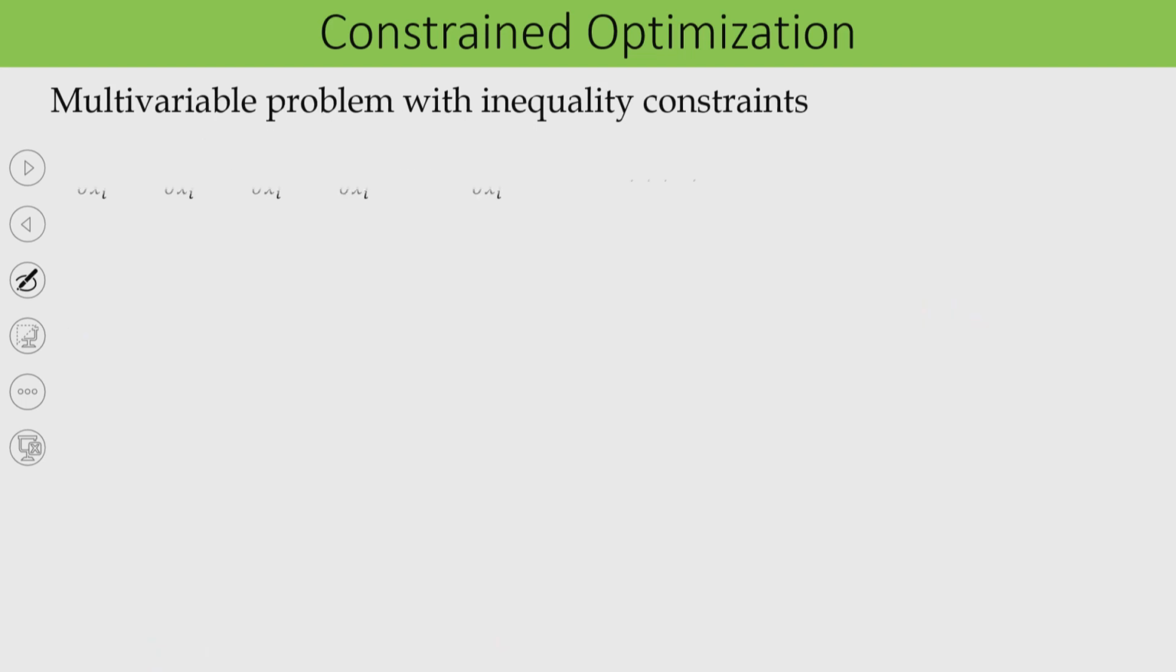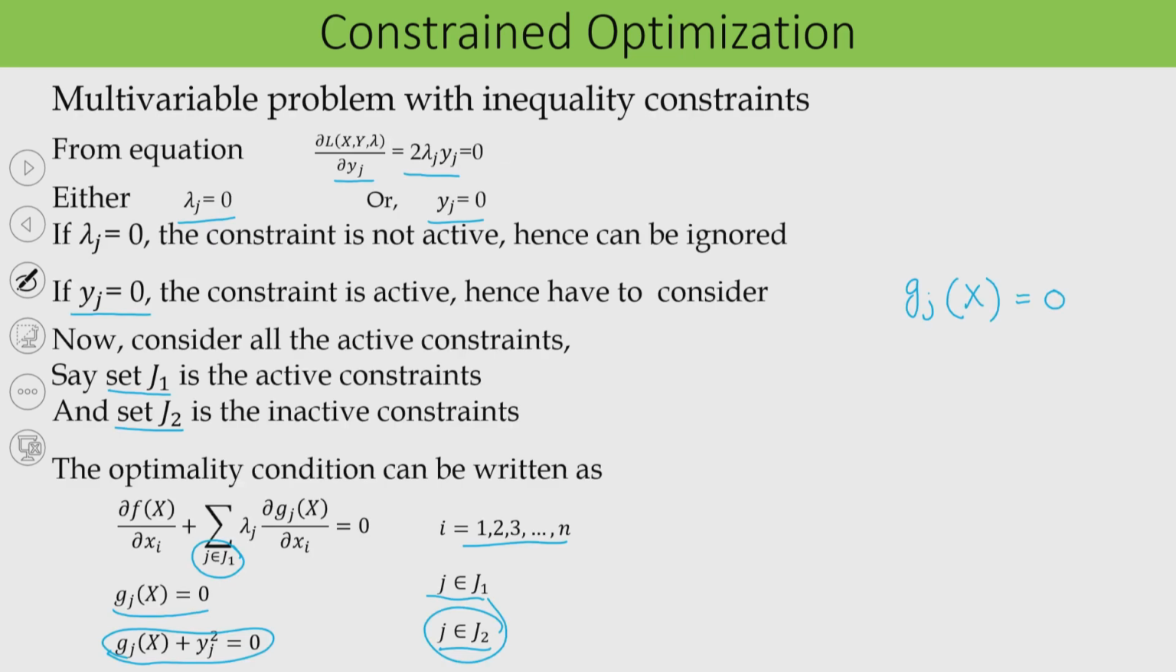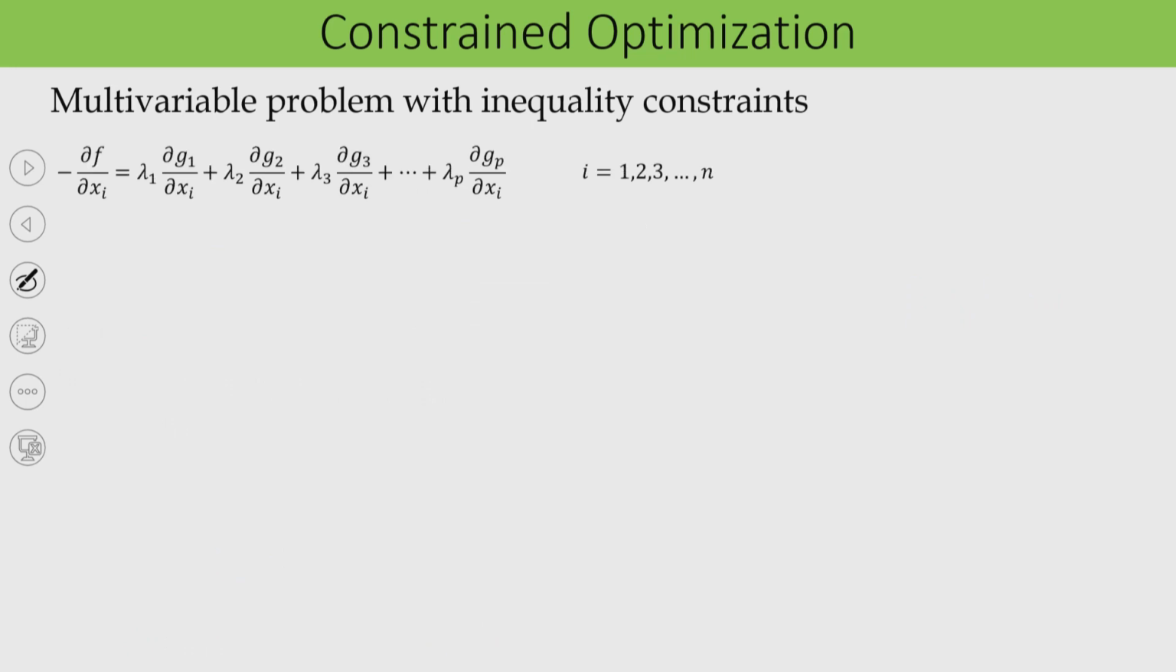If I consider only the active constraints, then look at the first necessary condition. What is this necessary condition? Del f by del x plus the summation of lambda j del g by del x equal to 0, and I can write this constraint like this. I am just taking del f by del x i to the other side of the equation, so it becomes negative now.